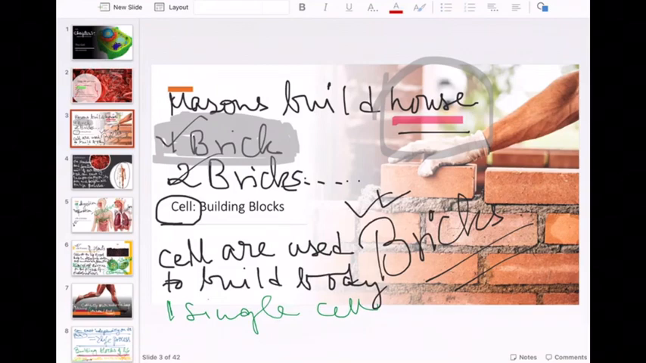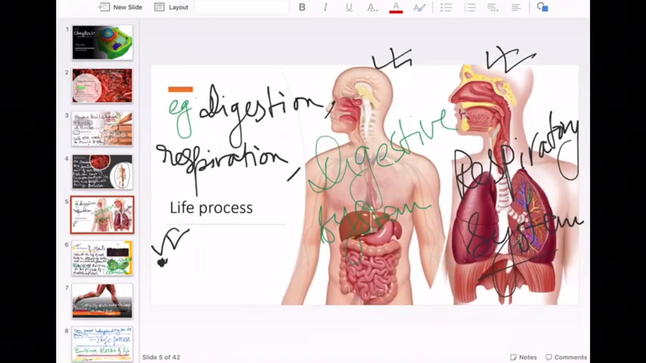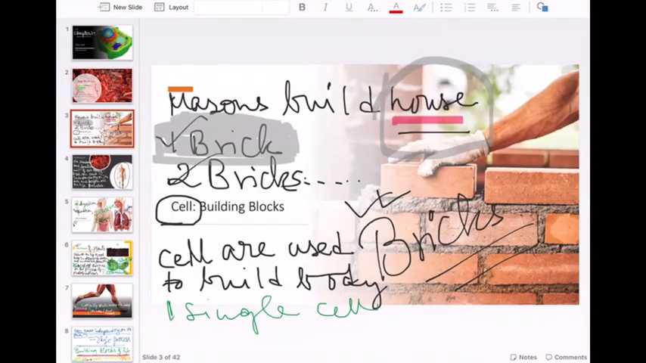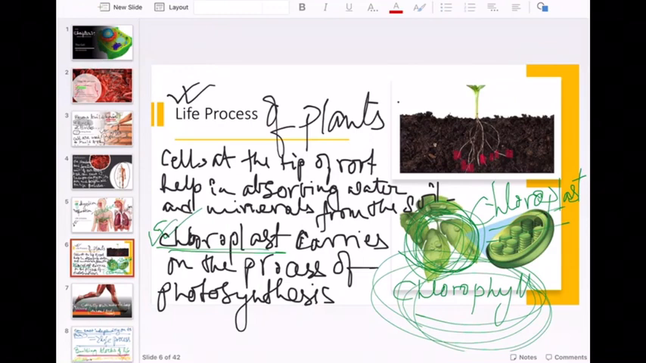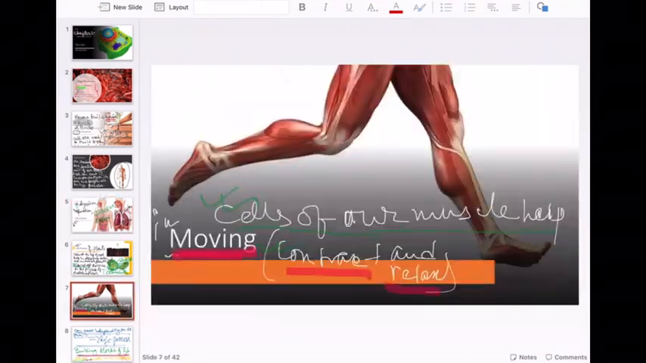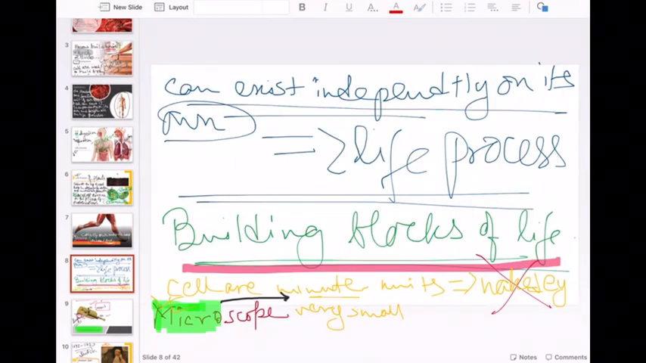We have done the cells. They are called the building blocks, and why they are called the building blocks of the body. And then we have done the definition of the cell. Then I told you why we call it a functional unit. We call it a structural unit because it is the building block of our body. And why do we call it a functional unit? Because it is capable of doing all the life processes individually, alone. And then we moved on to the various examples of life processes.